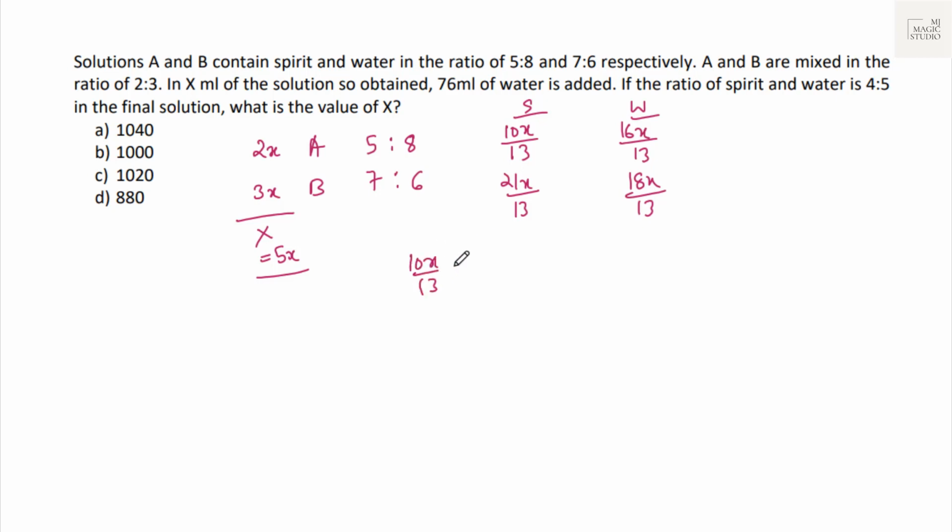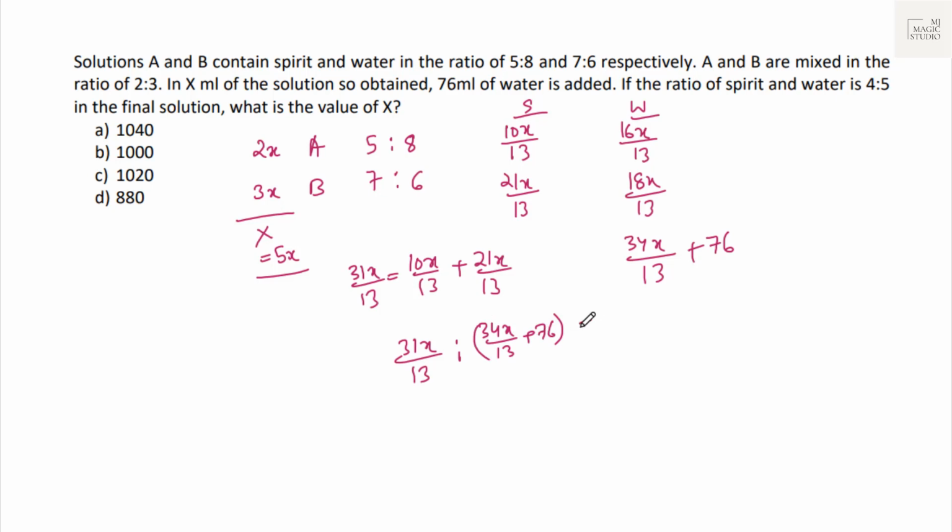So total spirit we have is 10x by 13 plus 21x by 13. That gives us 31x by 13. And water is 16 plus 18, 34x by 13. To this, 76 ml of water is added more. Now the ratio of spirit and water is 4:5. So 31x by 13 is to 34x by 13 plus 76.